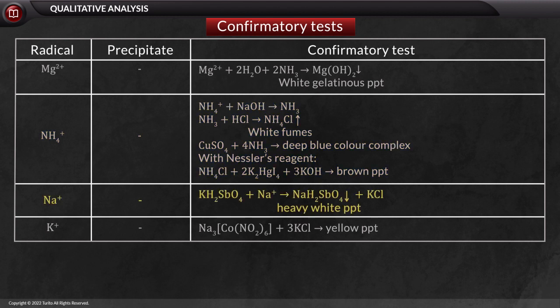After this is sodium compound, in which sodium ion reacts with potassium dihydrogen antimonate to give heavy white PPT. Lastly, potassium ion reacts with sodium cobalt nitrite to form yellow PPT.